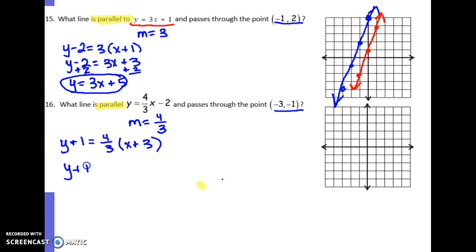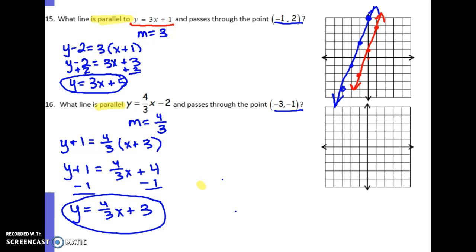Okay, y plus 1 is equal to 4/3 x plus, and this is going to be 4 times 3 is 12. 12 divided by 3 is 4. And then we're going to subtract 1. So y is equal to 4/3 x plus 3. Okay, so let's graph both of these.